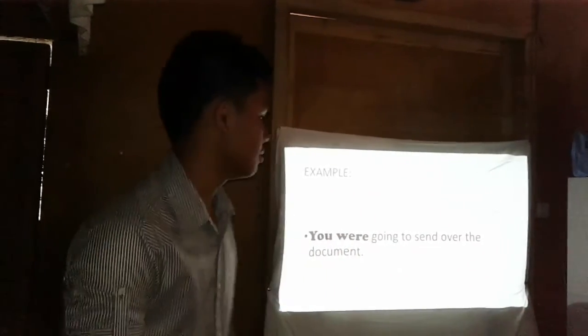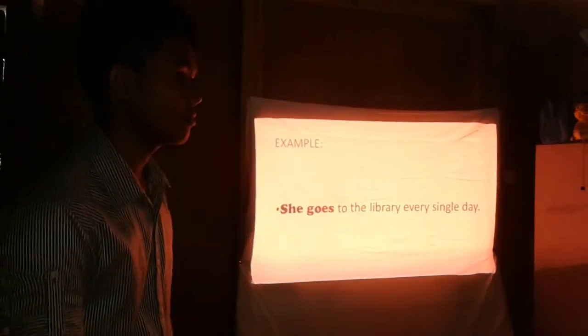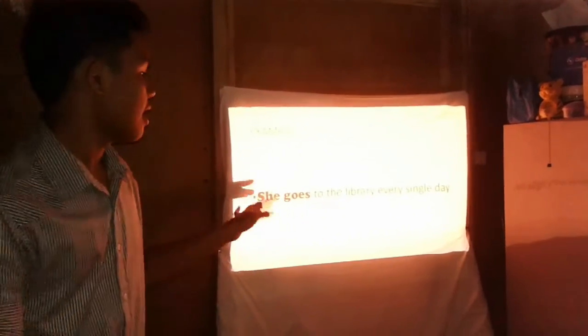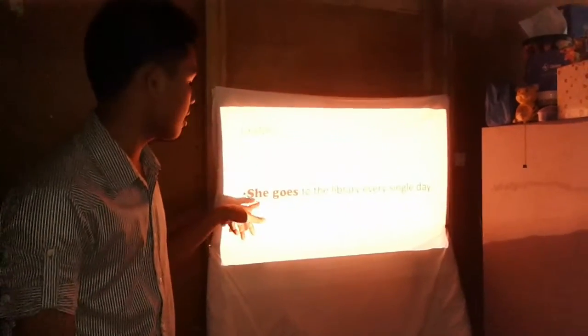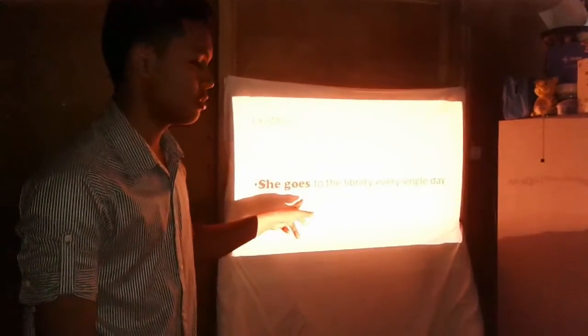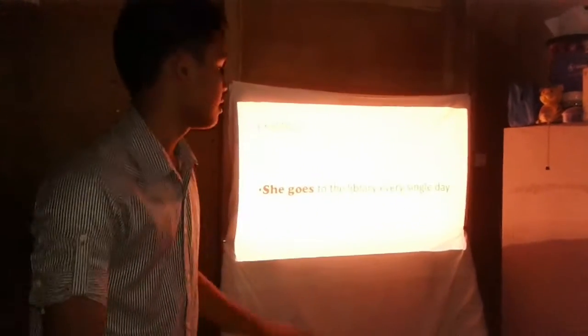Okay, next rule. Rule number three, when the verb has s at the end. For example, she goes to the library every single day. In this example, she is singular, and goes is a verb that is in the present form. She goes to the library every single day.